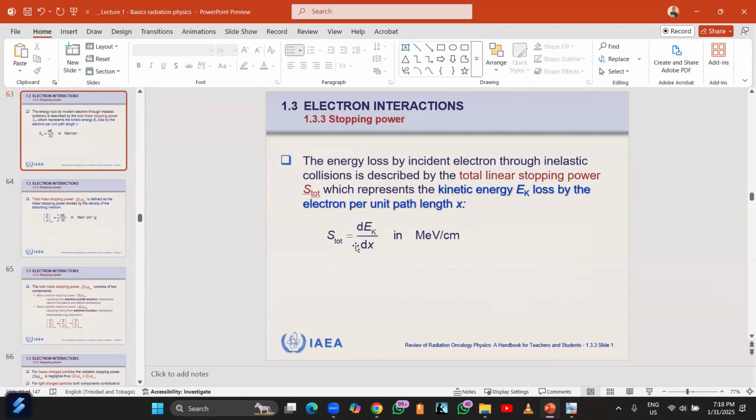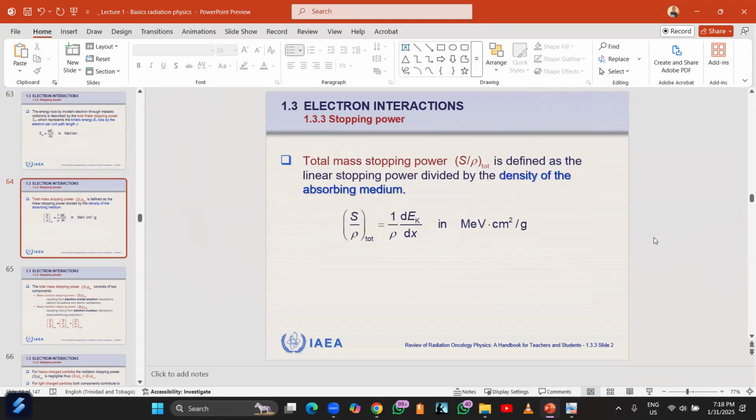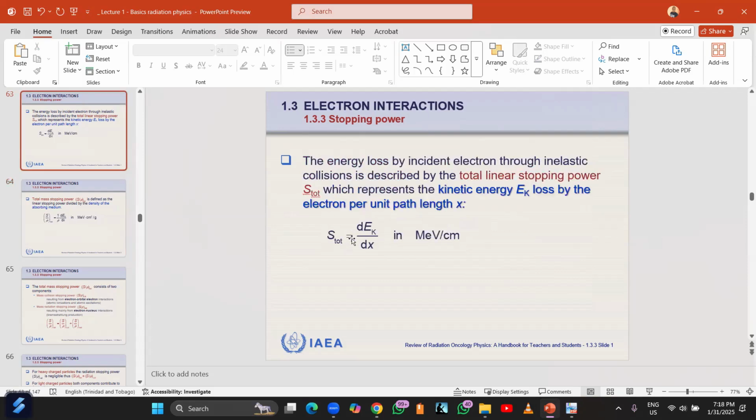We say the stopping power is simply the energy that is lost per unit distance. So energy, MeV per unit distance. So it's MeV per centimeters. That's linear stopping power. Mass stopping power, you simply take the linear stopping power and you divide by the density of the medium. So if you introduce the medium density, now you've got the mass stopping power.